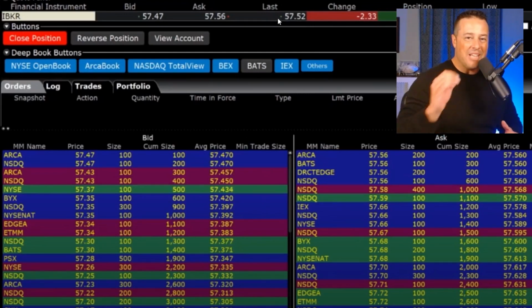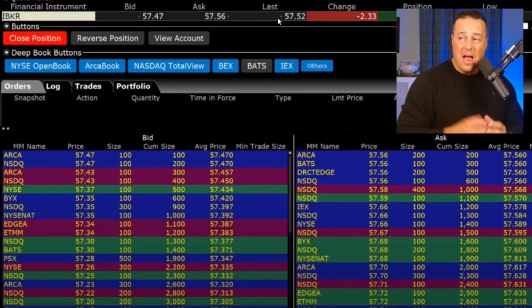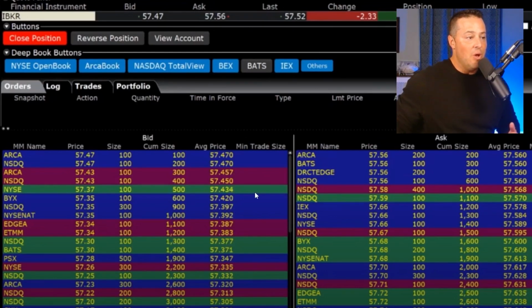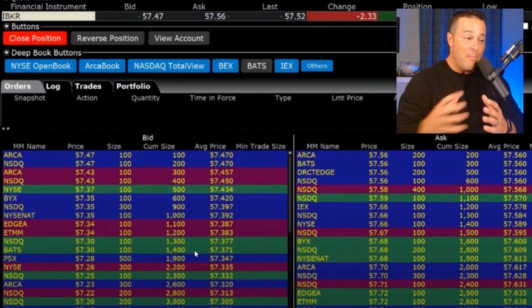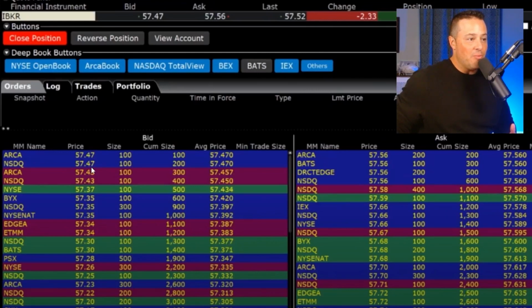Okay, take a look at our last price. Our last price for this IBKR is 57.52. So if we're looking at 57.52, and we're looking for a support zone, the biggest thing we've got to remember is that this price point is going to be beneath price and it's going to be a bid. So when we see all these price points beneath the current price, we're looking at the bids. Where are all the bids at?